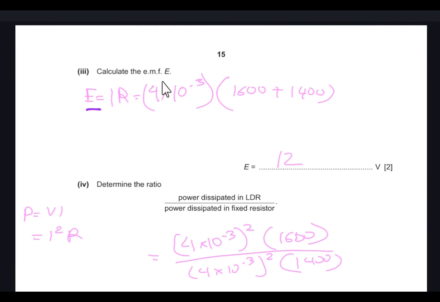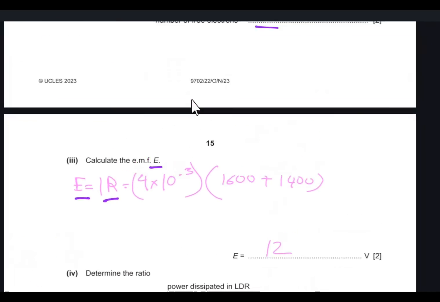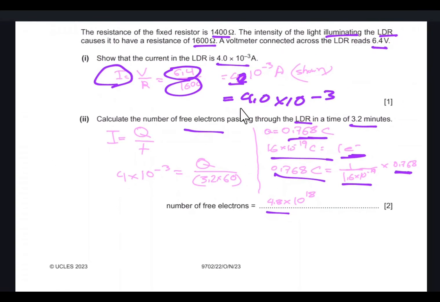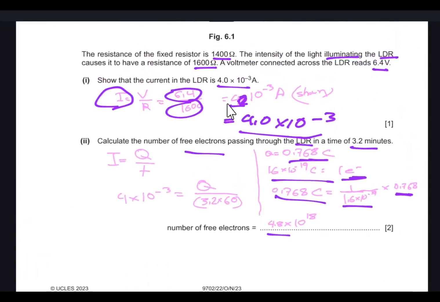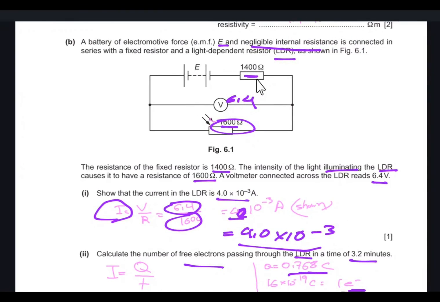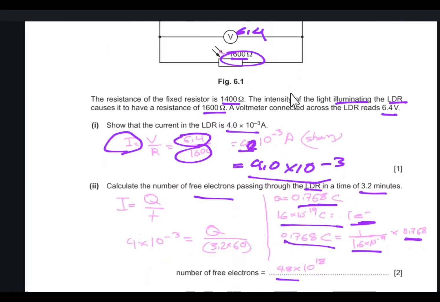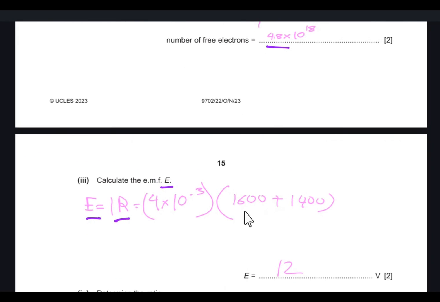Calculate the EMF E. EMF is equal to current into resistance, and we know that current in a series circuit remains constant, that is 4 into 10 to the power negative 3. As the two resistors are arranged in series, we have to add the resistances: 1600 plus 1400. The total EMF comes to 12 volt, correct to two significant figures.